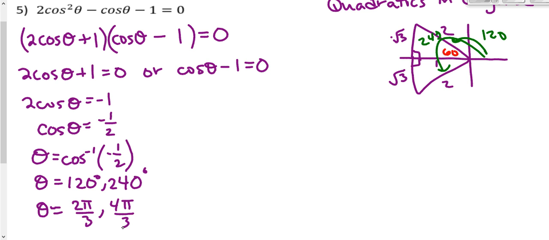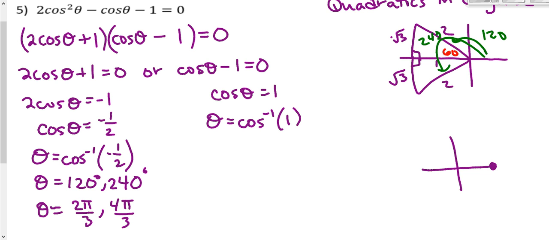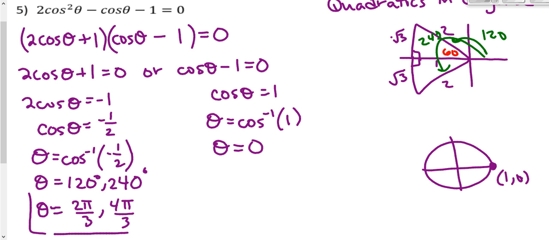And now let's solve the second equation. So we're going to add 1 to both sides. Cosine theta equals 1. Take the inverse cosine of both sides. And then ask yourself, where is cosine equal to 1? That would be on the unit circle right there at 0 degrees. So that would be 0 radians. So we have 3 answers. 2 pi over 3, 4 pi over 3, and 0.